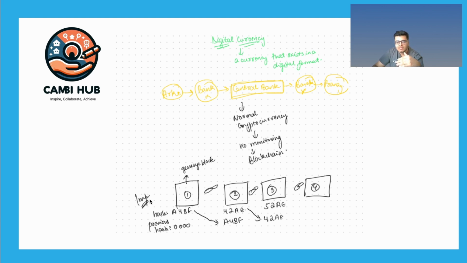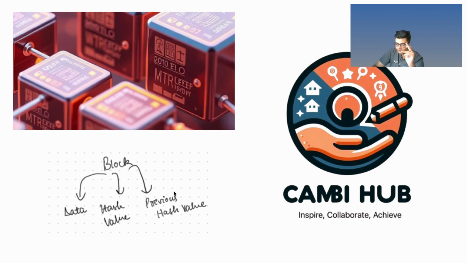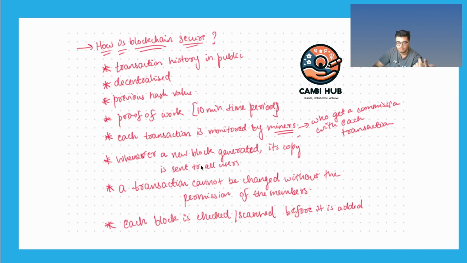Now these blocks have two things. They have a hash value and they have a previous hash value. Since this is the first block, it will not have a previous hash value, so it is 0000, and this is its current hash value. When we move to the next block, its previous hash value is going to be the previous block's hash value, and this is its current hash value, and so on. This is how the blockchain works. Now a block contains three things. It contains obviously the data of the transaction, it contains a hash value, and it contains a previous hash value.